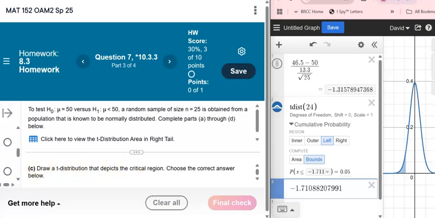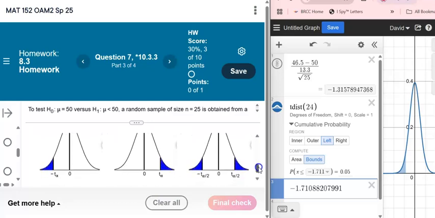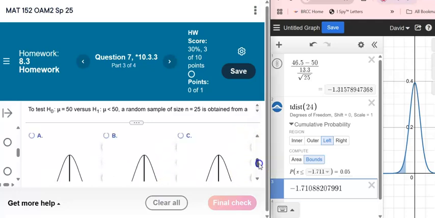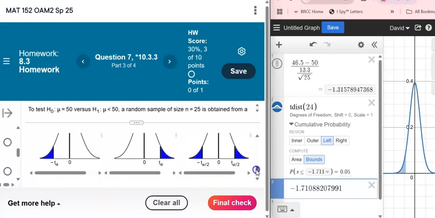All right, and then after you get your critical value, it wants me to draw a t-distribution that depicts the critical region. And you're not having to draw it, you're just having to pick which one it is. So it's a left-tailed test, so it's going to be the one on the left tail. It's also going to be the one that's going to match your picture from Desmos over here. So the one that's shaded in the left tail, so that's it, which is A. Okay. The other one is a right-tailed test beside it, and then a two-tailed test. Notice alpha gets cut in half when we do a two-tailed test.